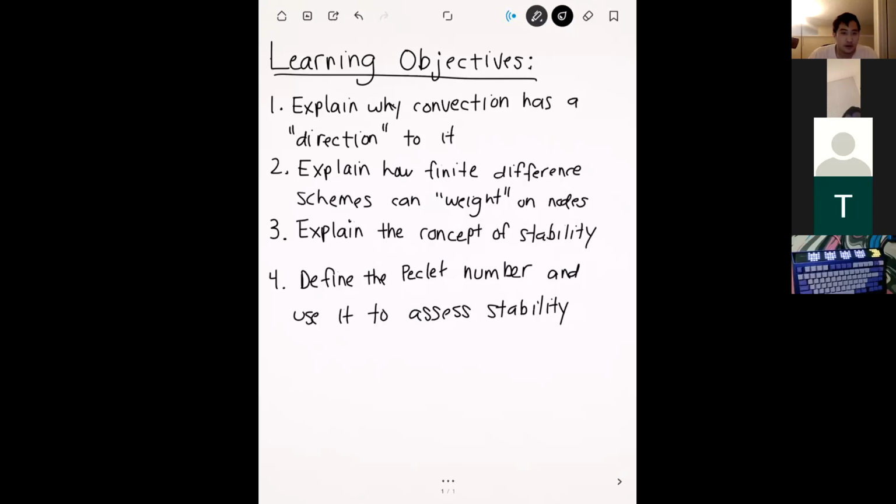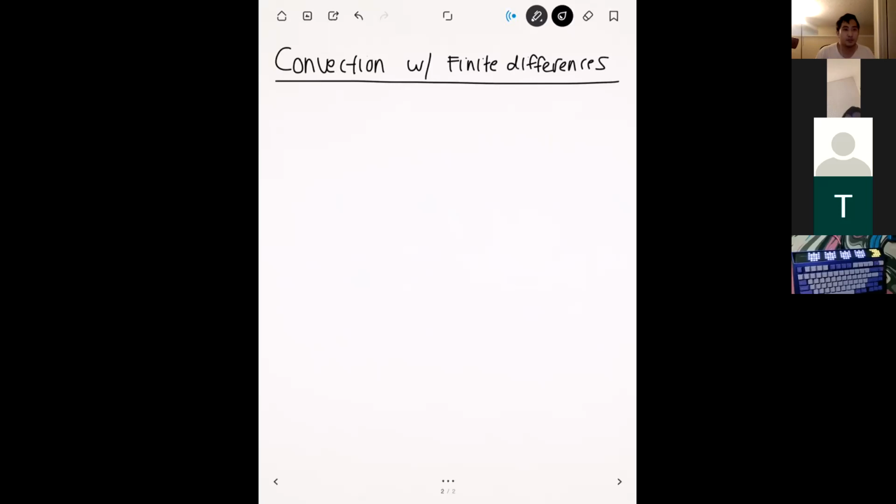Okay. All right, let's go ahead and get started. The topic for today, which we'll do today and Monday, is convection. And we're still working on finite differences, so this is convection with finite differences. Everything up to this point, we've been working on basically the same equation, which is the diffusion equation. This is lecture note 06, the next set of lecture notes.